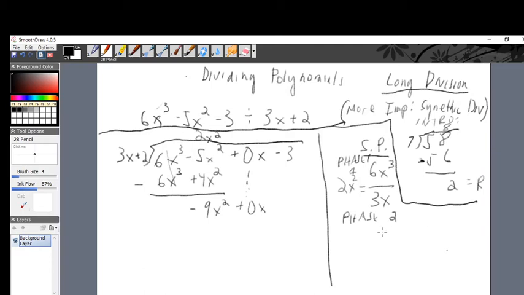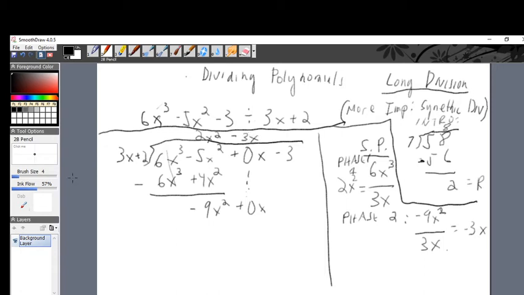What's phase 2? Phase 2 is take minus 9x squared and divide it by 3x again. Minus 9x squared divided by 3x. We start over again, the next iteration. What do we get? Minus 9 divided by 3 is negative 3. Minus divided by positive is negative. x squared divided by x is x. So we get minus 3x. Where do I put it? Right above the x. Minus 3x.